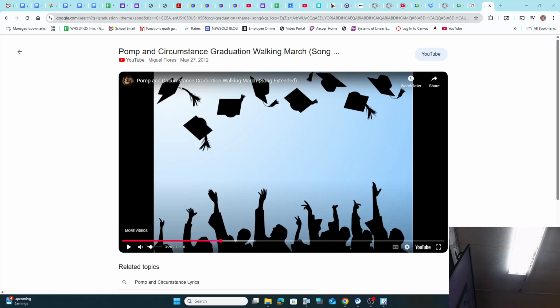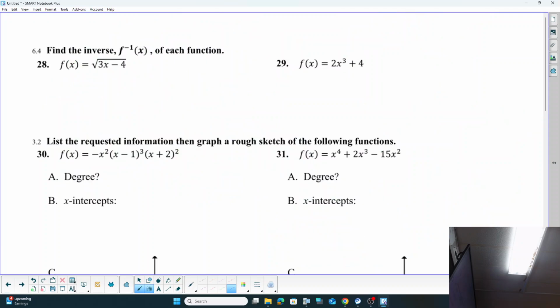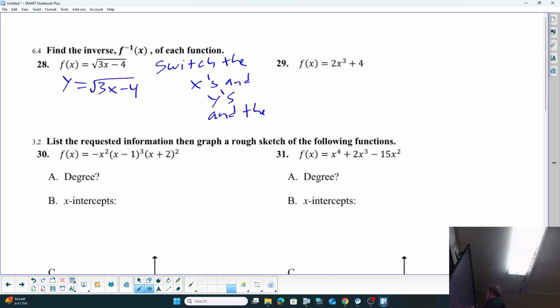Alright, thanks for making it back. Here we go. So that's where we finish up on that page. We're jumping over now. Do you remember how to find the inverse? This is pretty easy. It's going to be on the test. So to find the inverse, all you do is switch the x's and y's, and then solve for y.